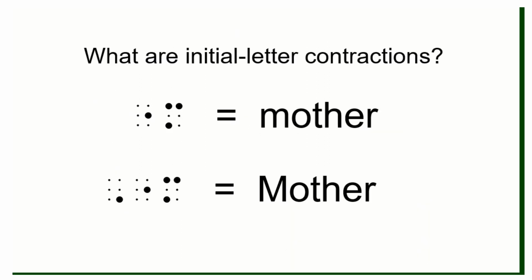So let's get started. What are initial letter contractions? Start with the initial letter of the word. Let's use the word mother. The initial letter is M. Then you add a .5 before the M, and that's how you transcribe mother. And if you want to capitalize mother, you add a .6 at the very beginning.